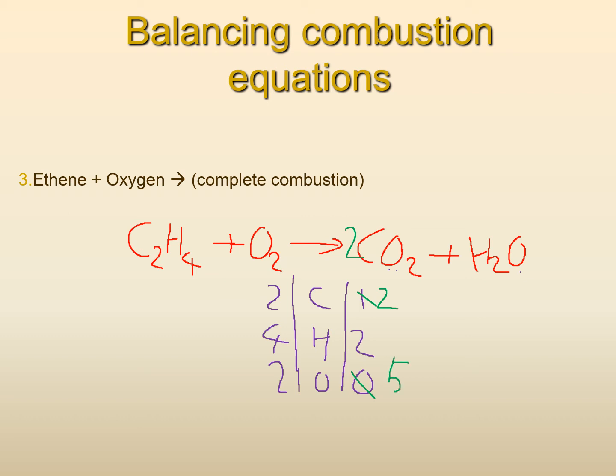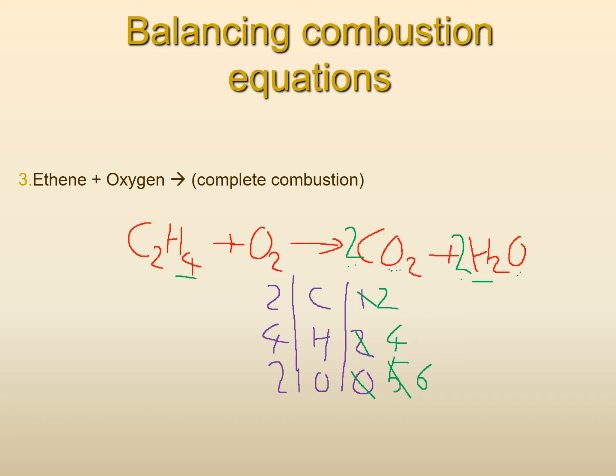Now, hydrogen. Slightly trickier. I've got 4 here and currently I've got 2 there. Well, that's alright. I can just stick a big 2 in front of that, and that'll make that into a 4. Conveniently, that also affects my oxygen. So what was 5 oxygen is now 1, 2, 3, 4, 5, 6. Which is good because it's now an even number.